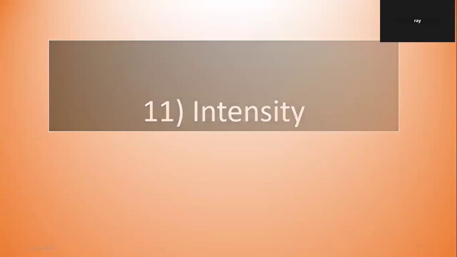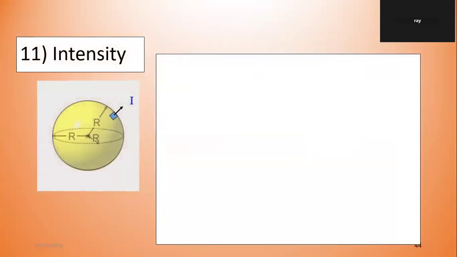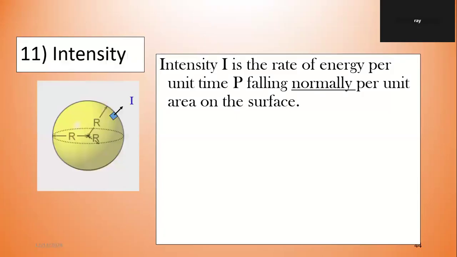Intensity. Intensity is the rate of energy per unit time. We call it P. Energy per unit time is P. Falling normally, it must be perpendicular per unit time on the surface. Right? So it's power emitted by the source divided by the area, by this area, that you want to find the intensity at this point.